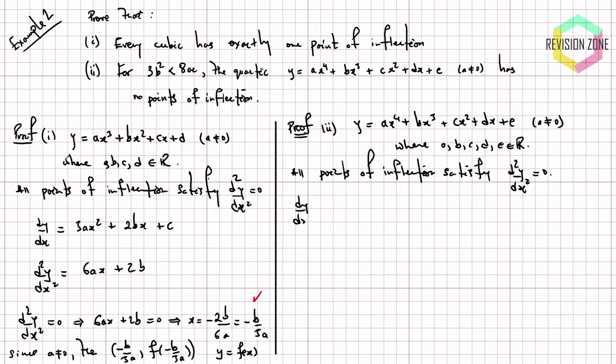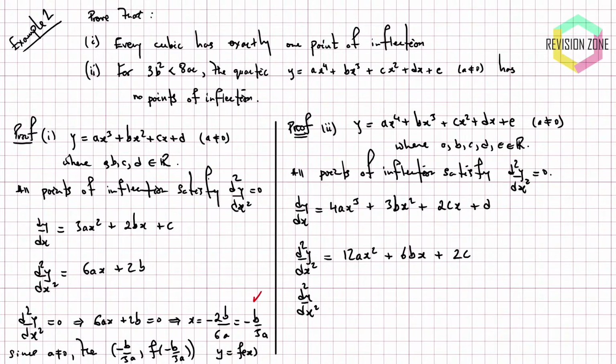The first derivative in this case is going to give me 4ax cubed plus 3bx squared plus 2cx plus d. And therefore, the second derivative is clearly going to give me 12ax squared plus 6bx plus 2c, right? And I want to impose the condition that I want solutions to the second derivative being 0, which is exactly the same as me saying I want 12ax squared plus 6bx plus 2c equal to 0. But here's the problem.